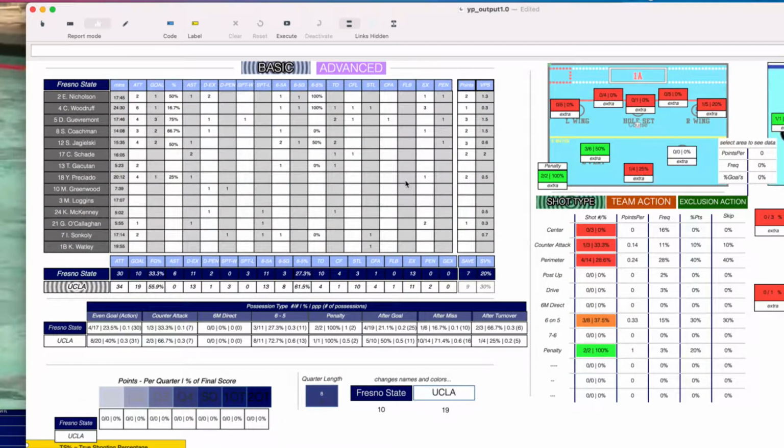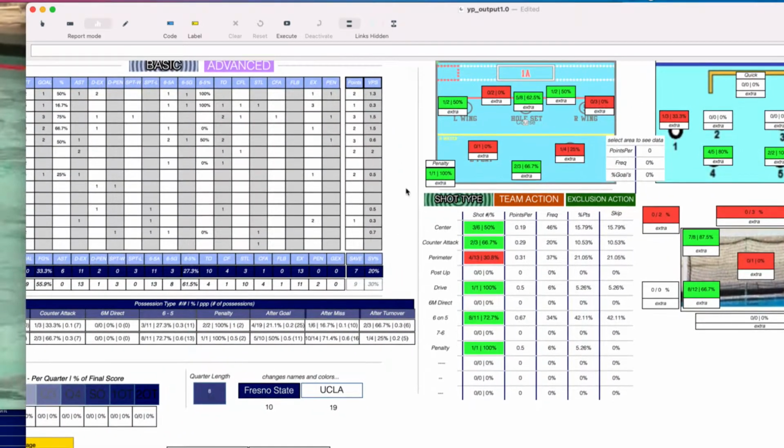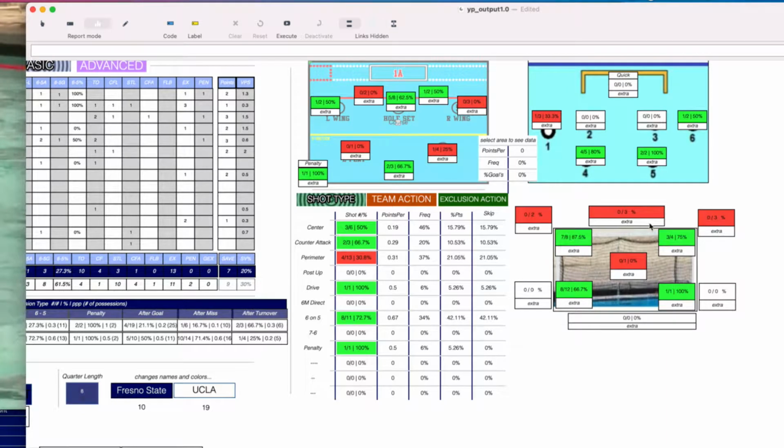This is now UCLA shooting. UCLA really did well from the center position. It could also be counterattacks here. You'll notice they were 2 for 3 on counters. Perimeter, they didn't shoot great, but they still had quite a bit percentage-wise. And if you shoot it on cage, you usually have a chance to score. This is their 6 on 5 shots and where they came from.